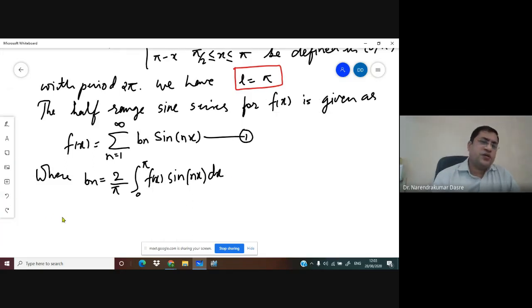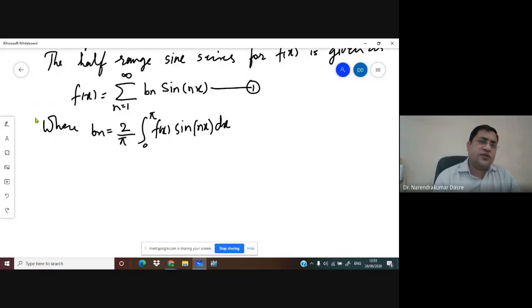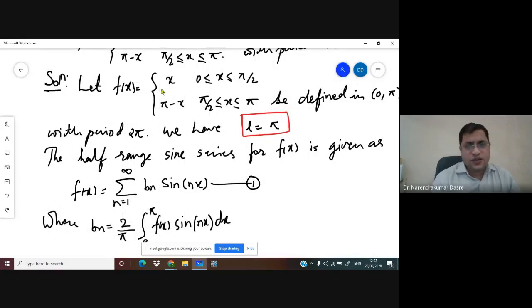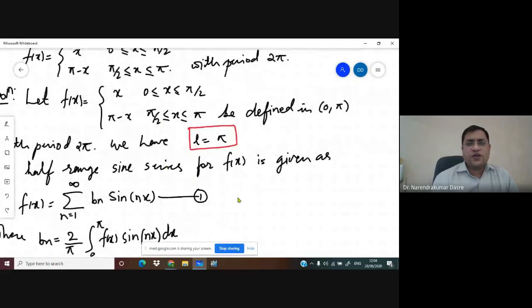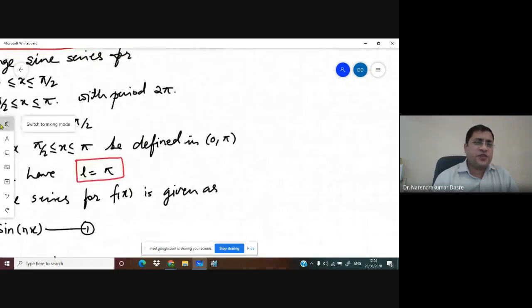Now what we have to do is look at the definition of the function. For 0 to pi by 2 it is x. From pi by 2 to pi it is pi minus x. If you try to see this function, the graph of this function is like this.